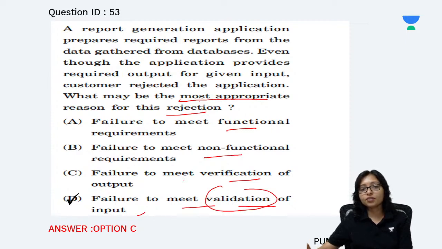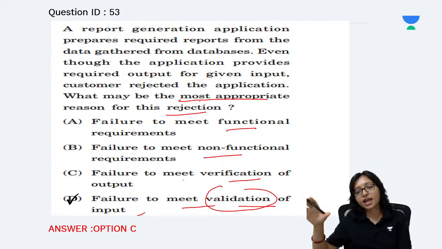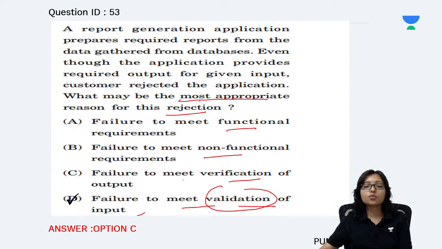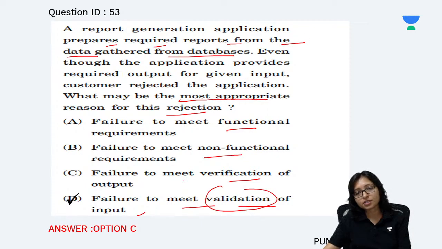Functional requirement, if it is not matching, we will try to match it anyhow, because our target is always to achieve the functional requirement. Why unnecessarily we will reject? Here if you read the story very carefully, the report generation application process required report, it is working on report from the data gathered from the database. So a report system is going on.